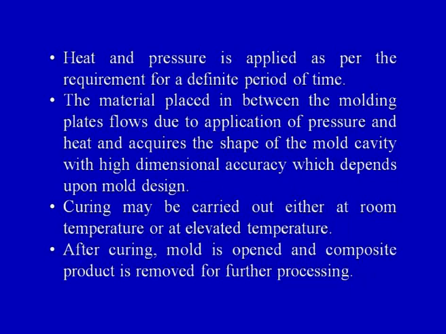So, I will again read this particular sentence: the material placed in between the molding plates. So, the raw material is placed in between the two mold halves, flows due to the application of pressure. The material flows, it tries to take the shape that is being generated between the top and the bottom half of the mold cavity, the top and the bottom half of the molding plates or the molding halves or the molds. So, when the top and the bottom half combine together, there would be a cavity generated inside the two mold halves, and the raw material would try to fill up that gap and take the shape of the gap that has been generated between the two mold halves. And the temperature and the pressure facilitate this process of flow of the raw material into that cavity which has been generated between the two mold halves.